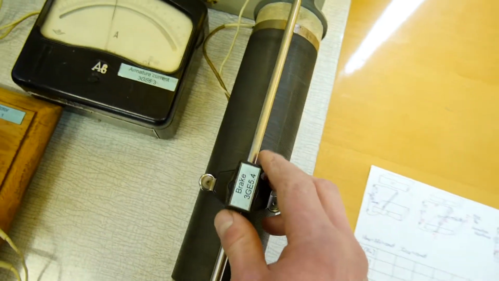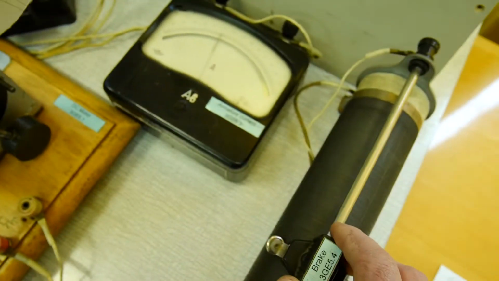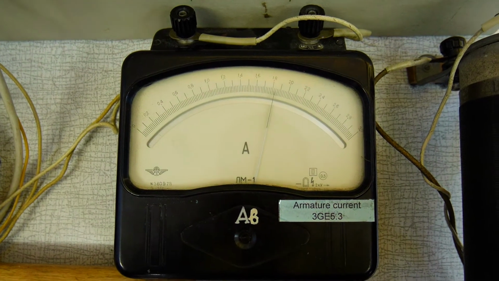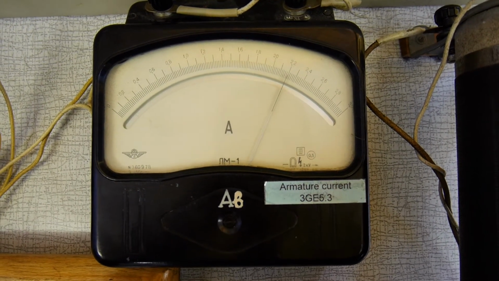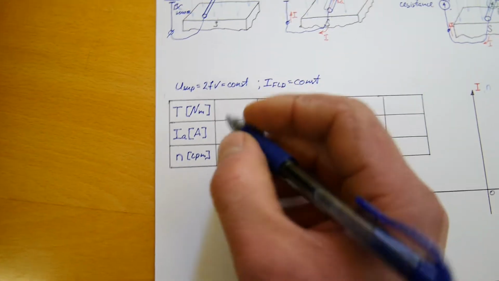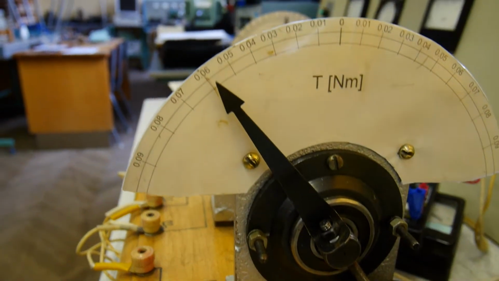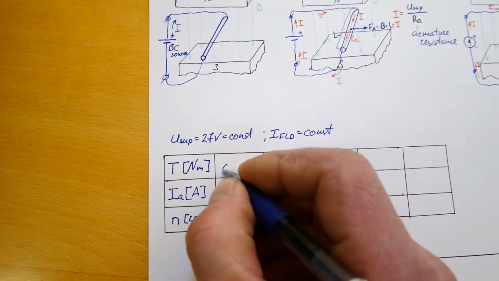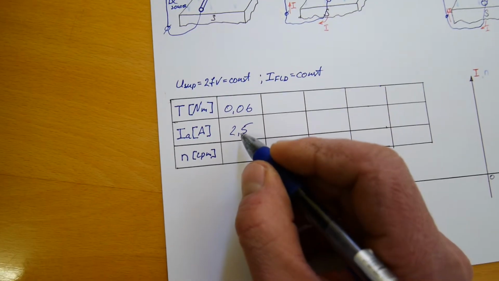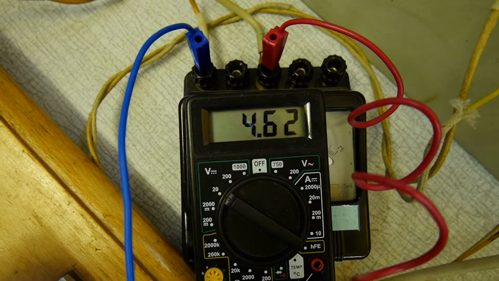So let's set, by means of the brake, the current to the rated value of 2.5 amperes. Okay, 2.5 amperes. So we got 2.5 amperes at the torque of 0.06. So we applied 0.06 Newton meters of torque, and the motor consumes 2.5 amperes. What about the speed? The speed is 4,600.